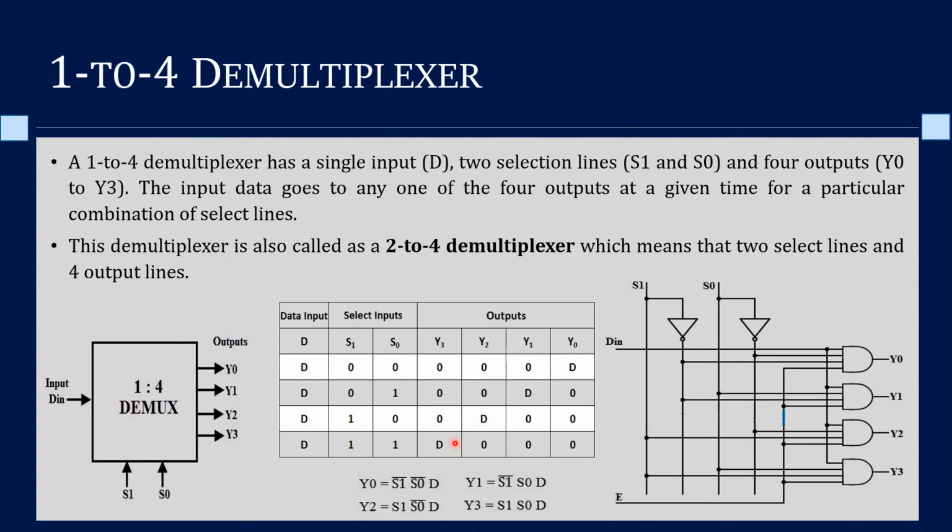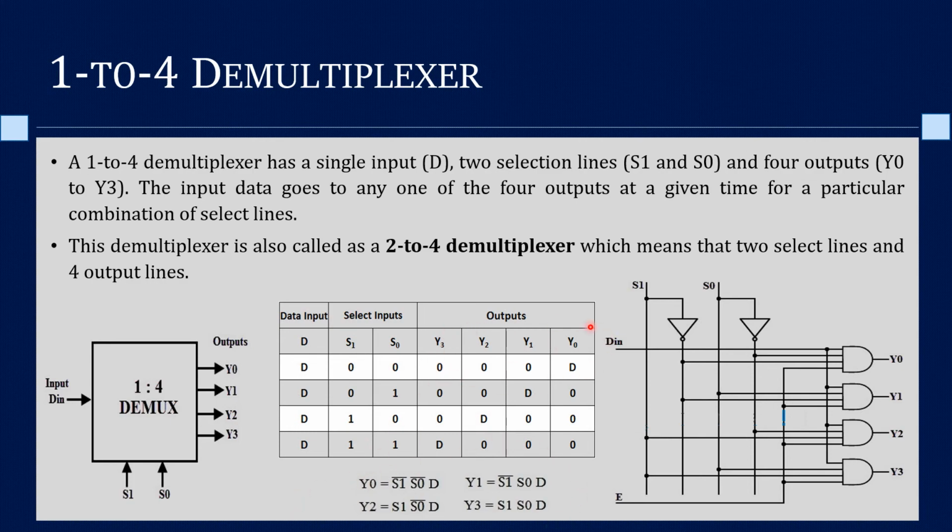Now let's write the Boolean expression for each of these output lines. Y0 is equal to D into S0 complement into S1 complement. Y1 is equal to D into S0 into S1 complement. Y2 is equal to D into S0 complement into S1. Y3 is equal to D into S0 into S1. Now we have these four Boolean expressions for each of our four output lines.